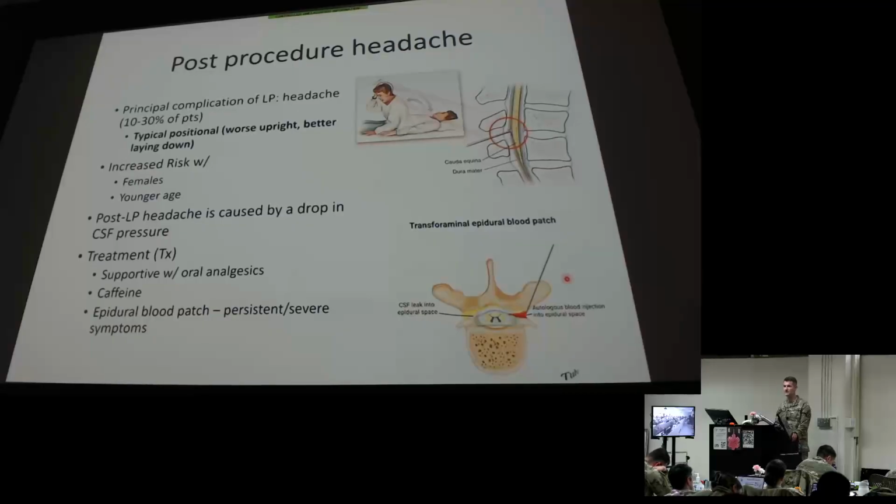If we have refractory, like that headache won't go away, it's like 48 hours, I've tried Tylenol, it's not getting better, what you can do is actually called an epidural blood patch. It's autologous: you draw off a little bit of their own blood, and you put it in the exact spot where that hole is.